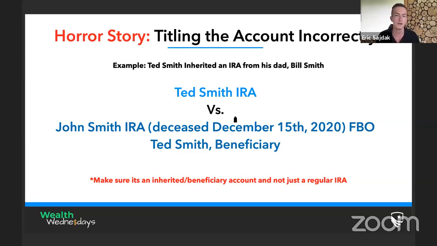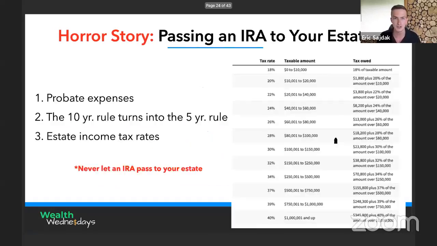Here's what you want to label it as. You want to make sure it's an inherited or beneficiary account. Every custodian is different in how they classify it. You then want to label it something like Bill Smith IRA, deceased December 15th, 2020, for the benefit of, FBO, Ted Smith, beneficiary. Okay, so this is the correct way to title an account. Make sure you're not titling it incorrectly.